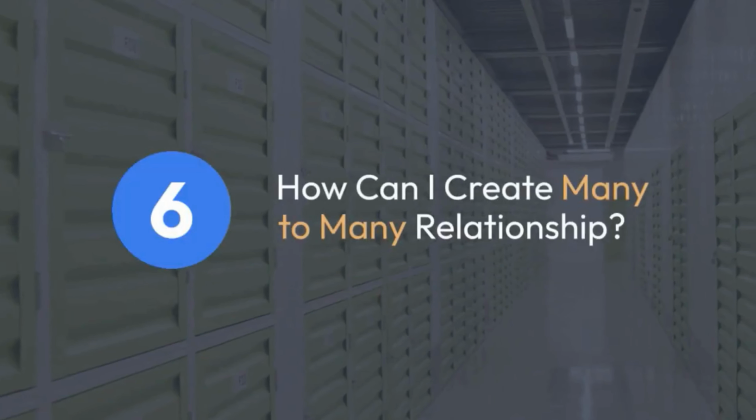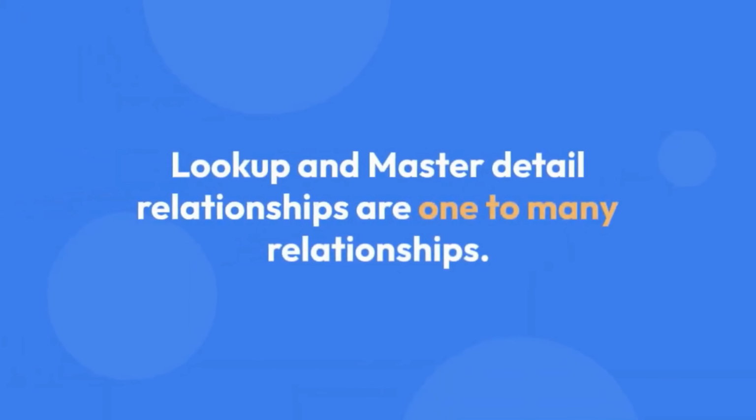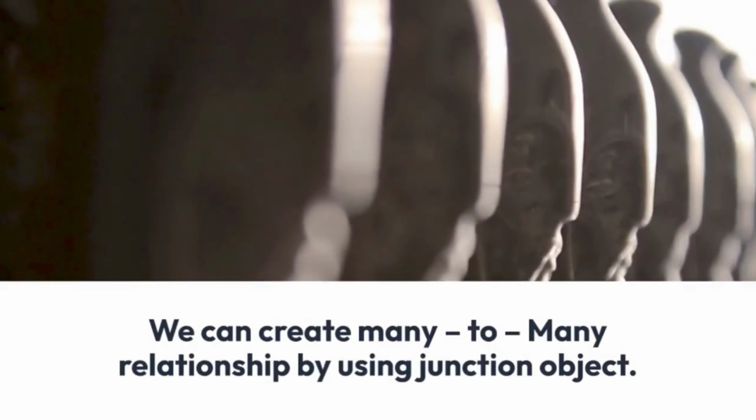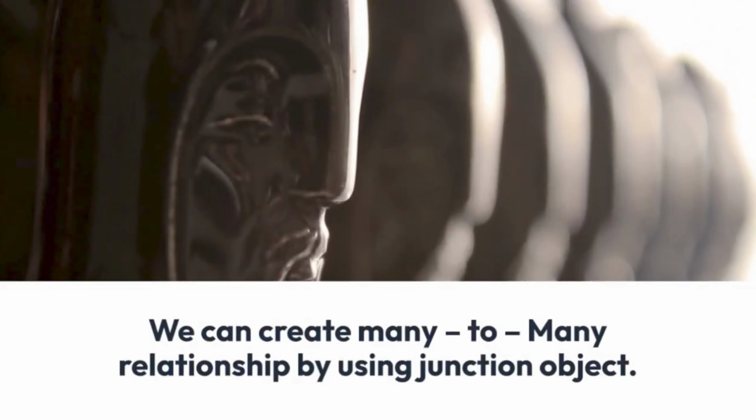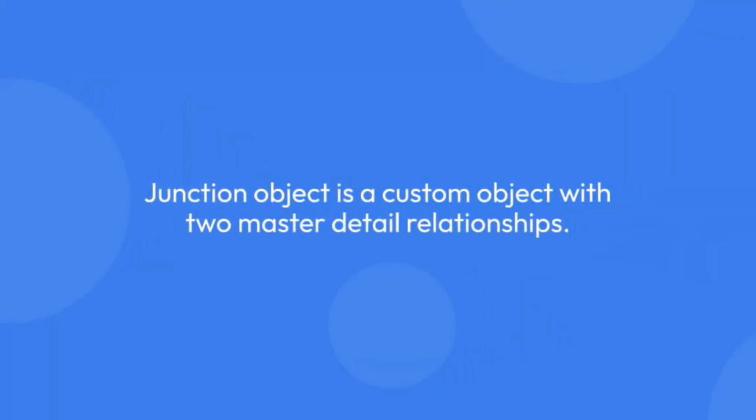6. How can I create a many-to-many relationship? Lookup and master-detail relationships are one-to-many relationships. We can create a many-to-many relationship by using a junction object. A junction object is a custom object with two master-detail relationships.